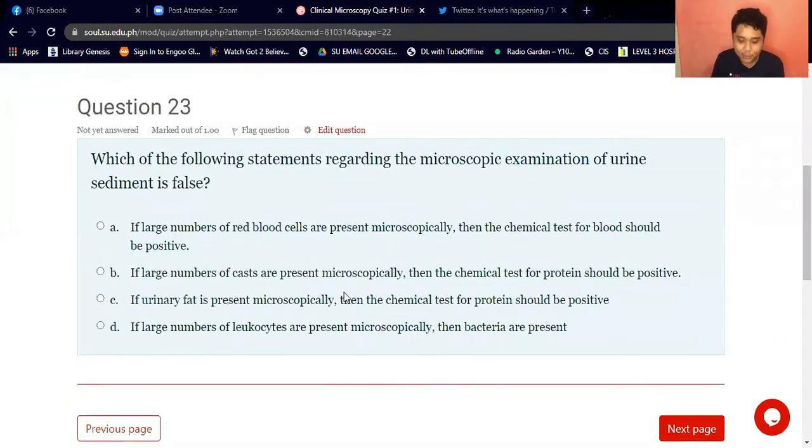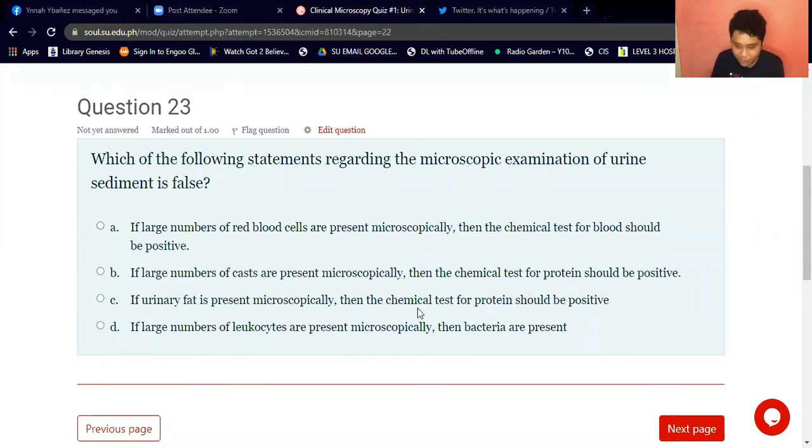If large numbers of casts are present microscopically, the chemical test for protein should also be positive. Is this correct or not? True. Okay, true, very good. If urinary fat is present microscopically, then the chemical test for protein should also be positive. Is that true or false? True. That's very good.